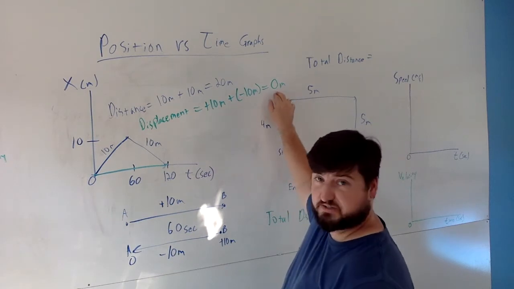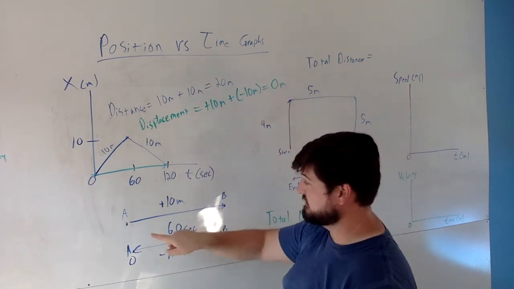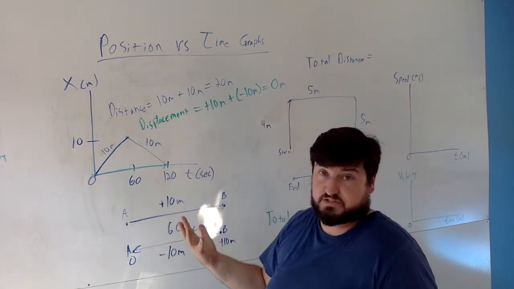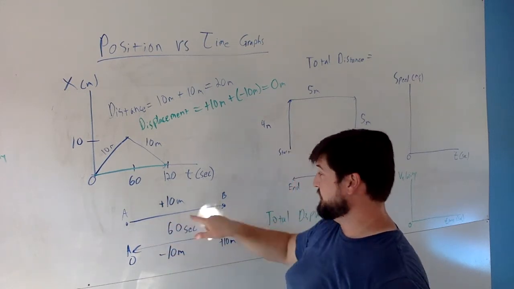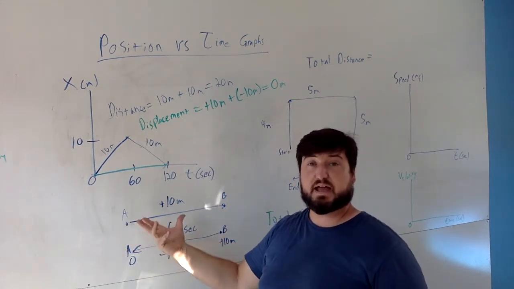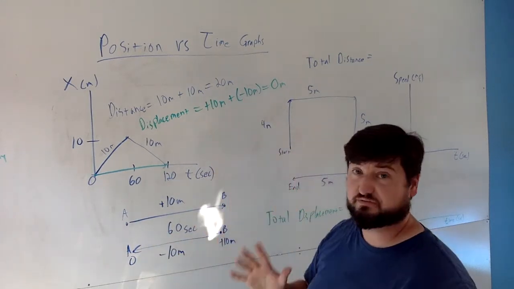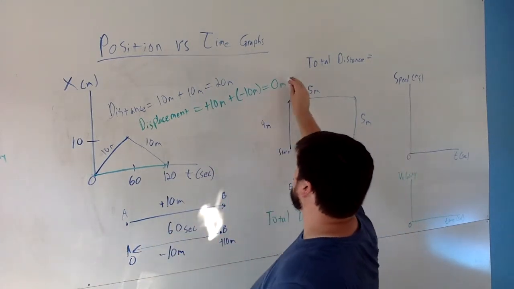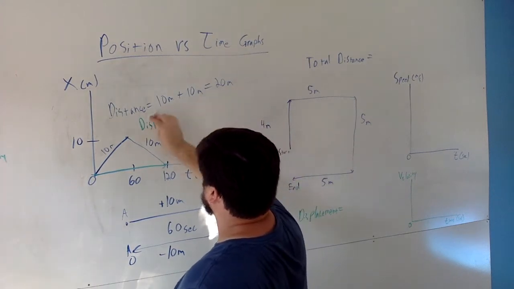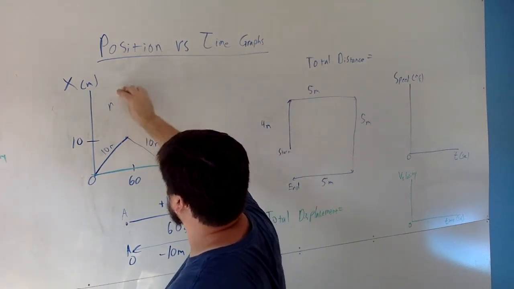Displacement here is a vector quantity. So where did you end up? Well, from 0 to 0, 0. But our distance, we went plus 10 and then we went minus 10, so we actually went 10 and 10 for a total distance of 20 meters. Very different things, okay?